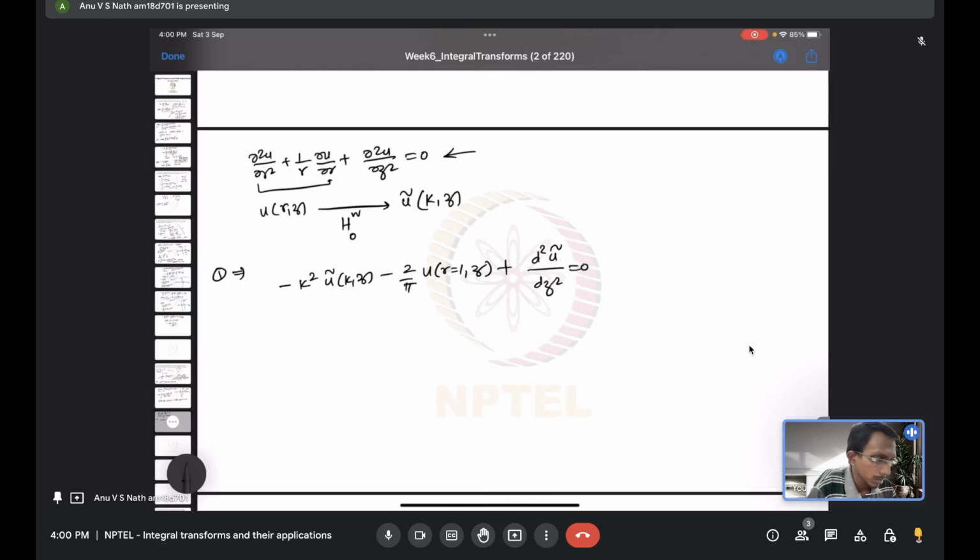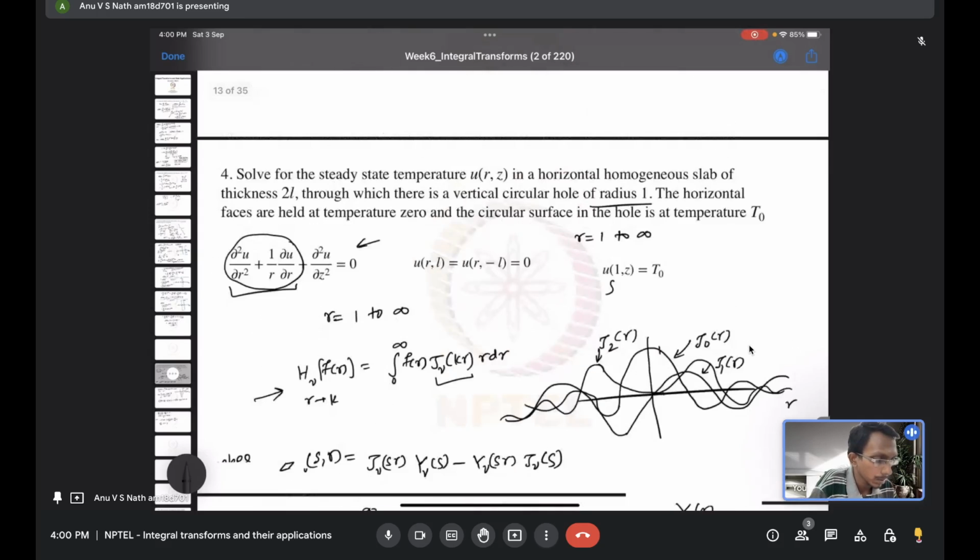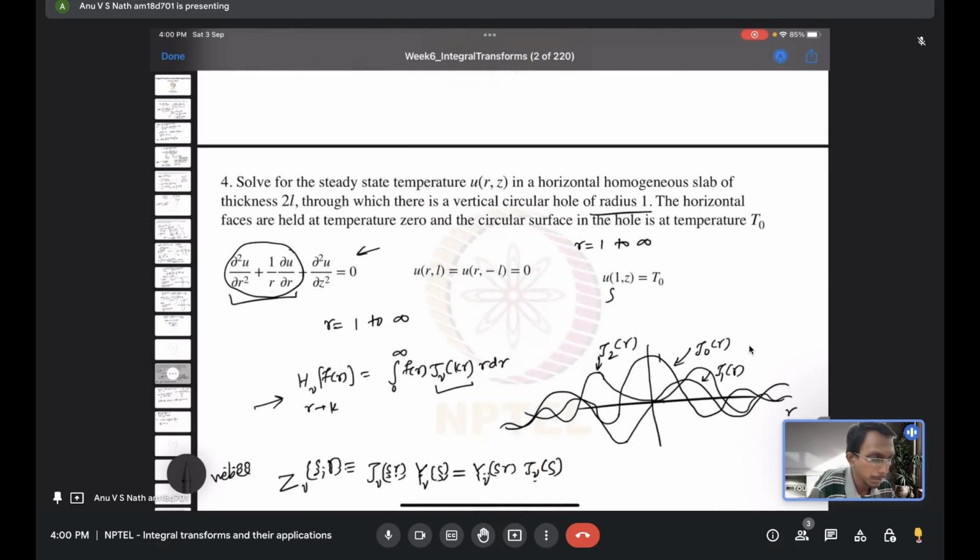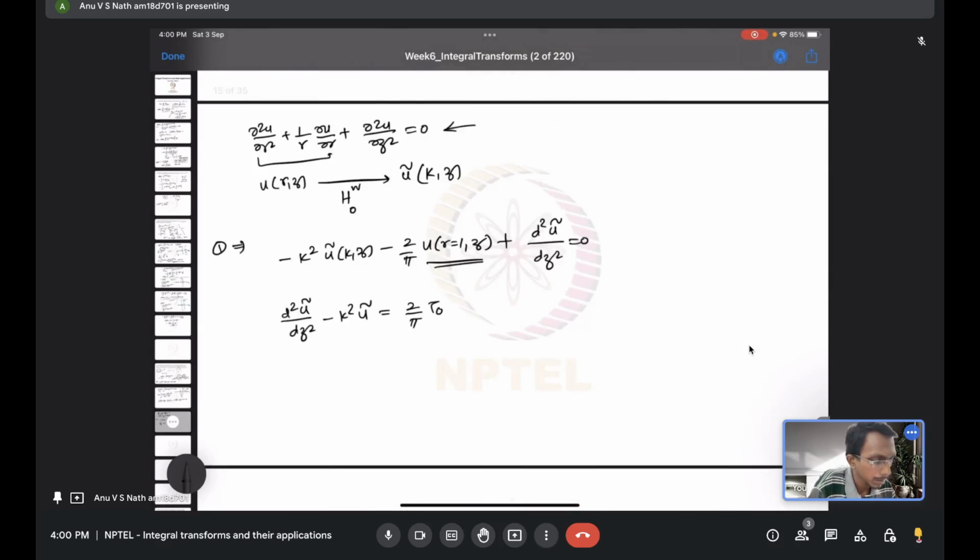Now you just rearrange it. You will find d square u tilde by dz square minus k square u tilde is equal to 2 by pi, times the value at r equal to 1 for every z, which is actually T0, the temperature. So we'll just use that. This is just a second order differential equation now that you can solve, right? u tilde is just some a cosh kz plus b sinh kz minus 2 T0 by pi k square. Let me check, is that correct?